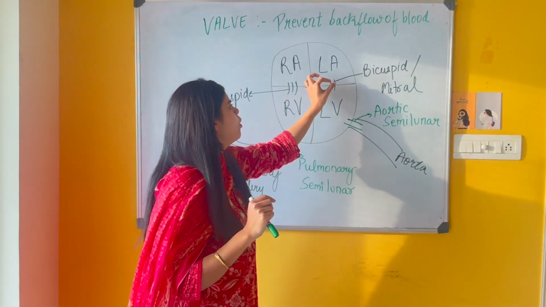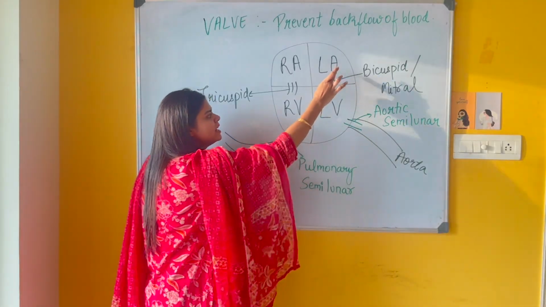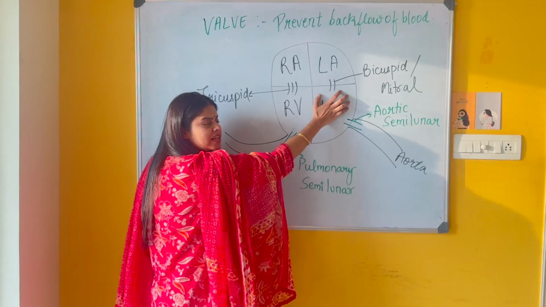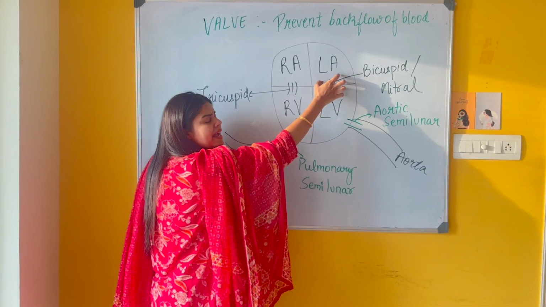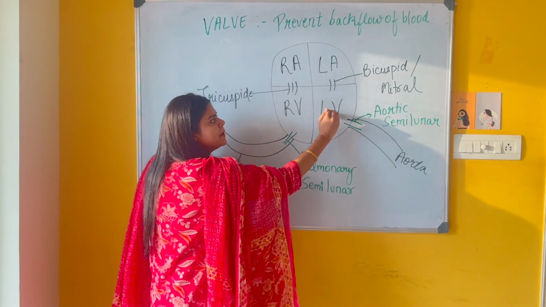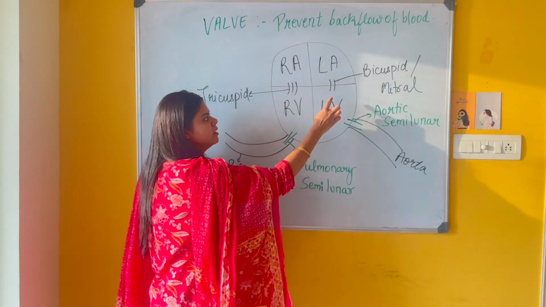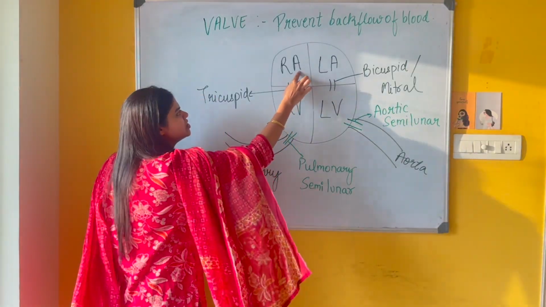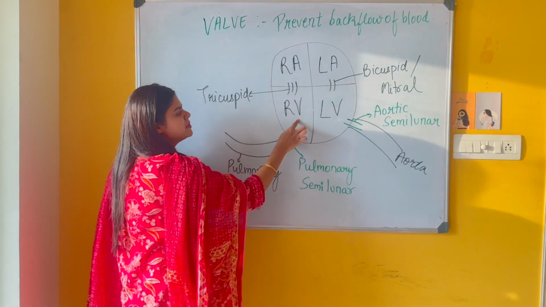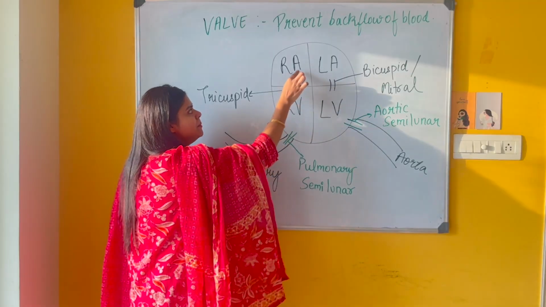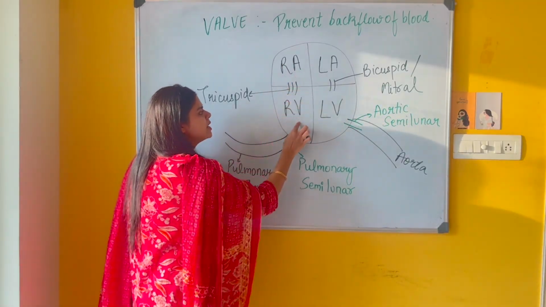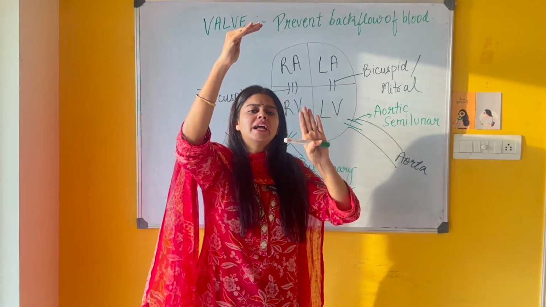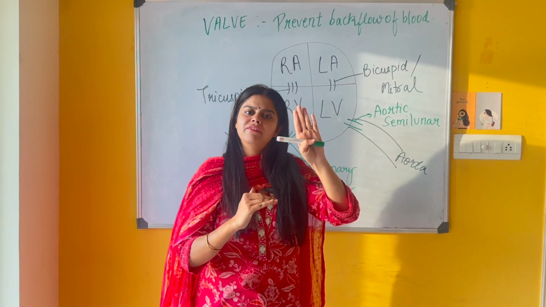The bicuspid valve will open so that blood from the left auricle can come down to the left ventricle. Once the blood is in the left ventricle, this gate-like structure, the bicuspid valve, will close to prevent the backflow of the blood from the left ventricle to the left auricle. Similarly, deoxygenated blood from the right auricle comes down to the right ventricle. When blood is coming down from the right auricle to the right ventricle, this gate-like structure will open so that blood from the right auricle can come down into the right ventricle.